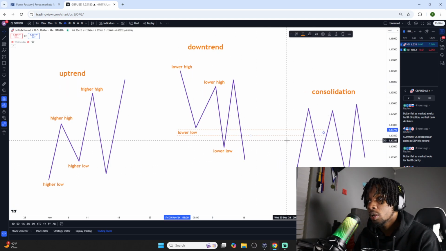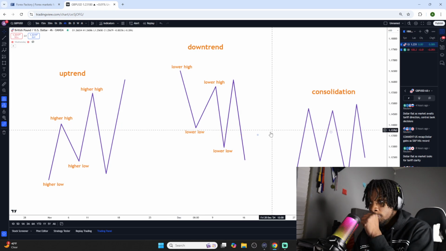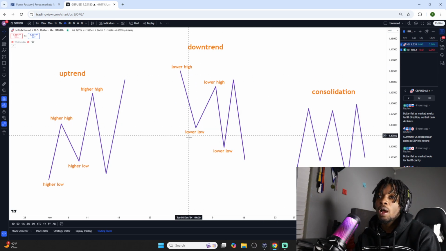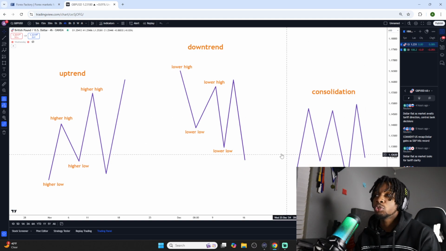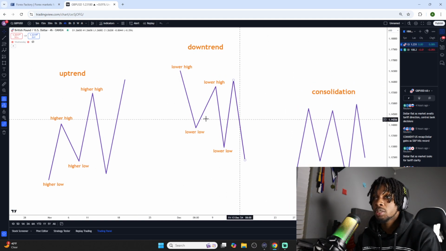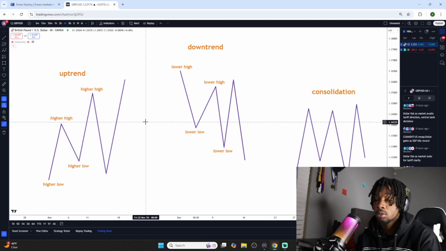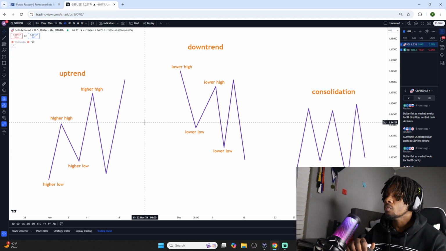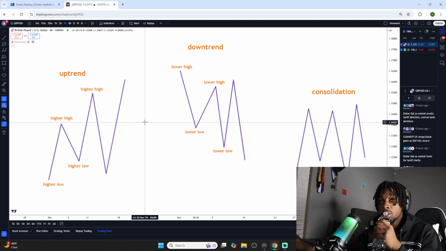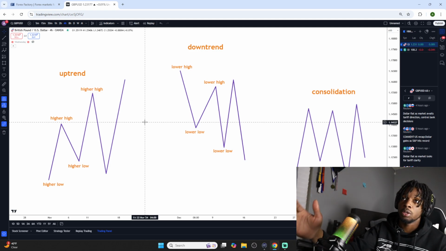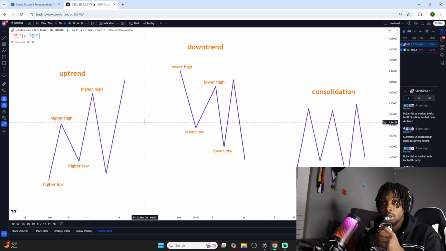Now, with a consolidation, there's really no lower high, lower low. Like, it's just weird. Like, it's not really trending for real. So that's why I say it's three conditions, but there's two trends. All right. Now, with that being said, since we have this understood, now I'm gonna show y'all within the market as to what we're looking at.